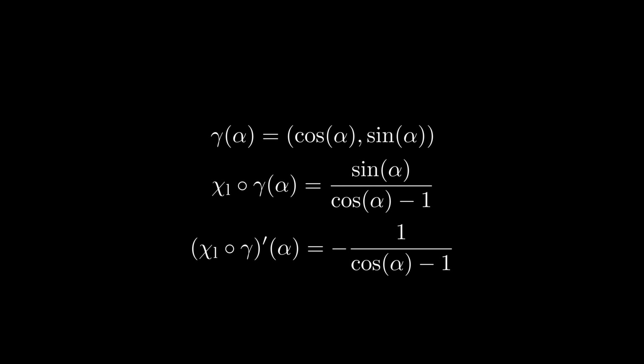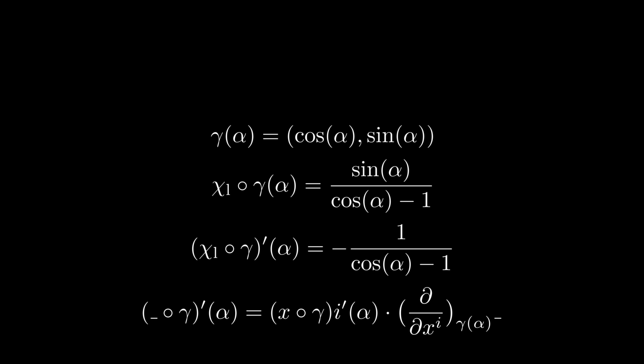Previously, we had derived the following expression for the derivative on a manifold, where underscore represented an arbitrary smooth function and x was an arbitrary chart. If we use our left chart, we get the following. We can then substitute the derivative to get the following.